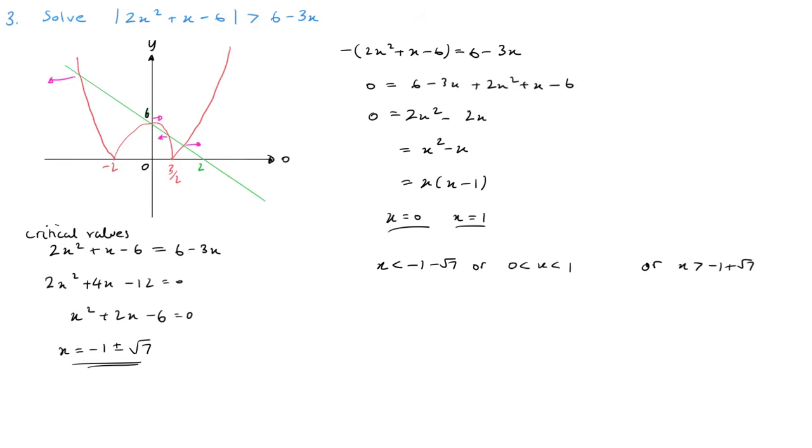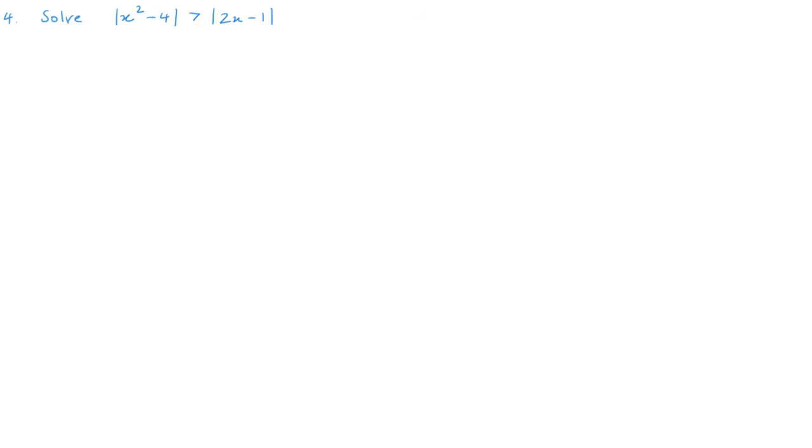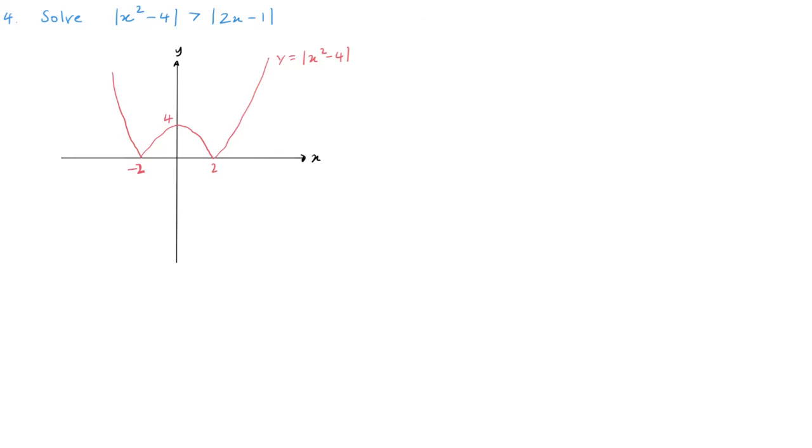Now let's move on to the final question, number 4. So here we have our question. Let's jump straight into sketching them. So x squared minus 4 in the modulus is going to come down on both sides symmetrically about the 0, and then it's going to go up and down. And this is going to be 2, and this is minus 2, and this is going to be 4. So that is my modulus of x squared minus 4.